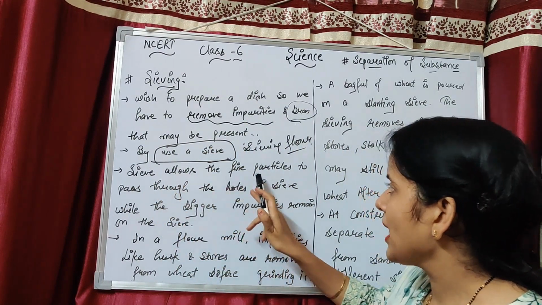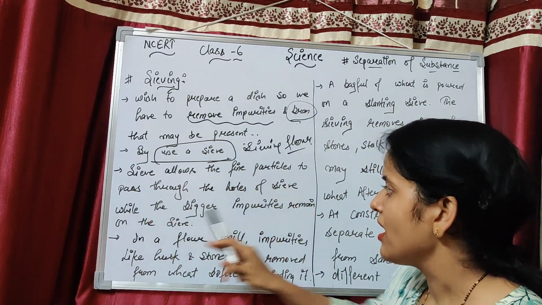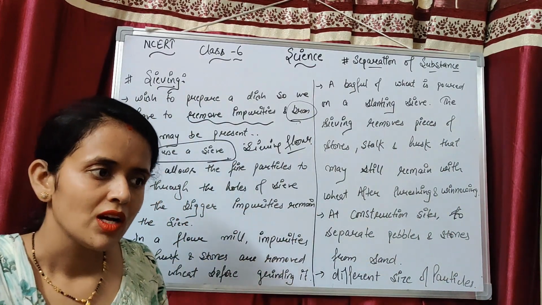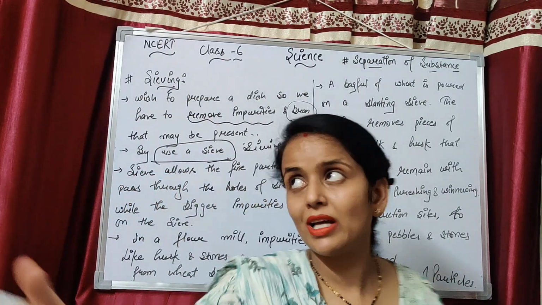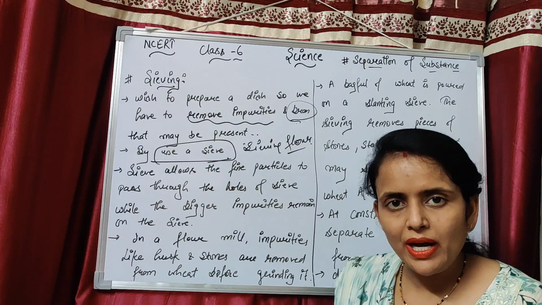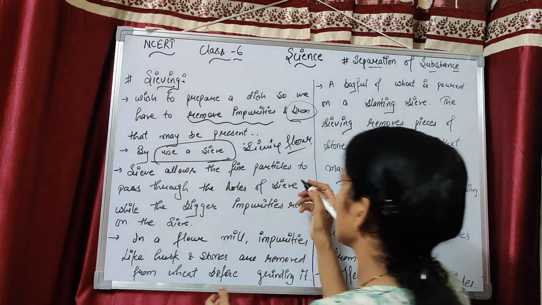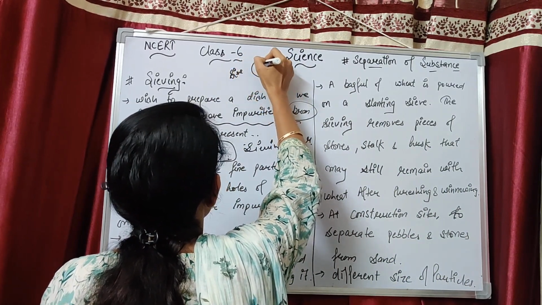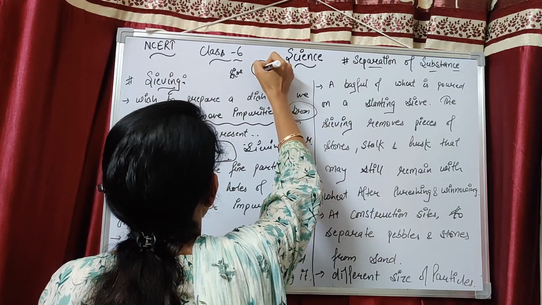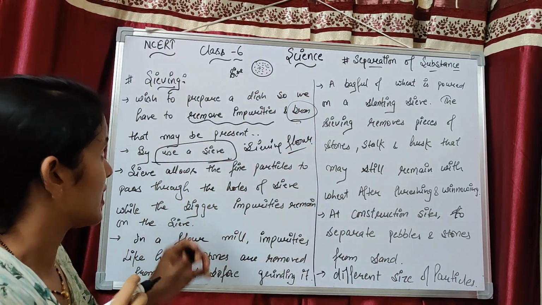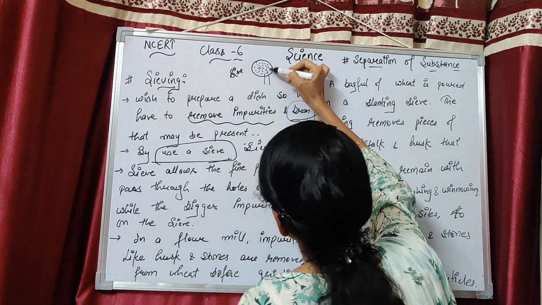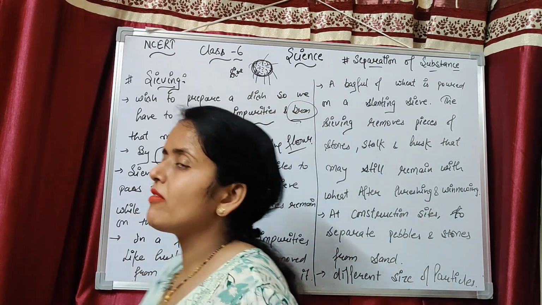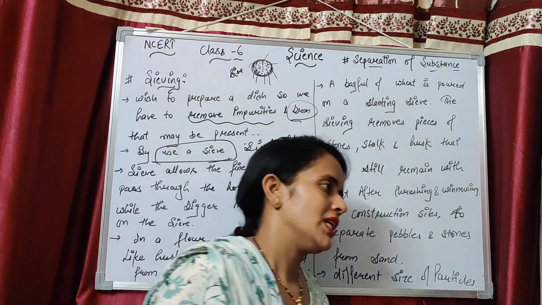A sieve allows the fine particles to pass through its holes, while the bigger impurities remain on the sieve. When we sieve any material using the method of sieving, the fine particles pass through the sieve because there are so many small holes. Like this is your sieve. So the fine particles will pass through these fine holes, and the bigger impurities will be left over in the sieve. So we will get a pure form of our material.